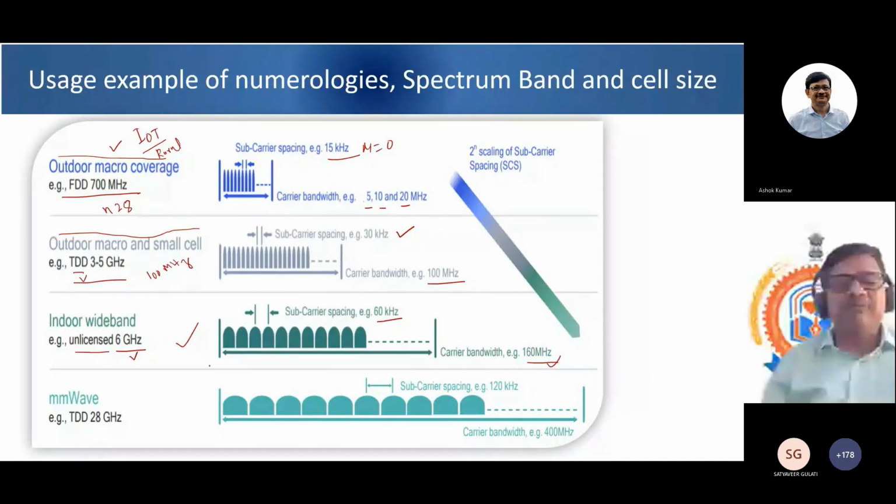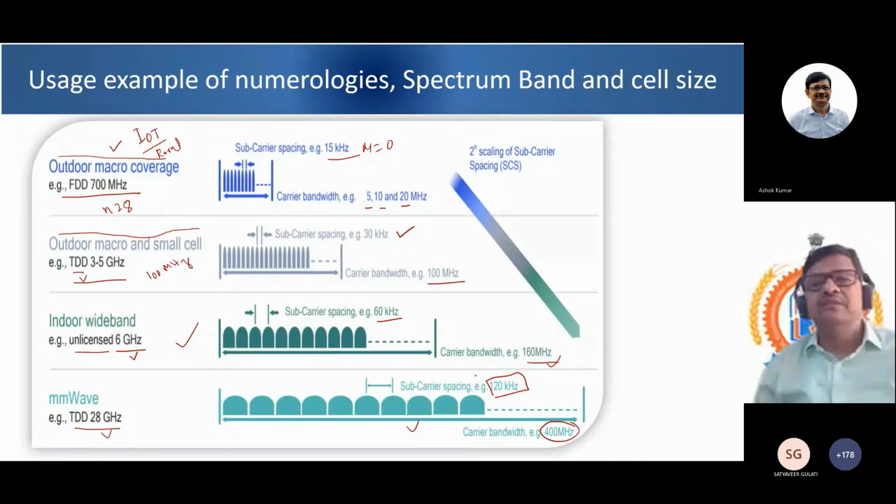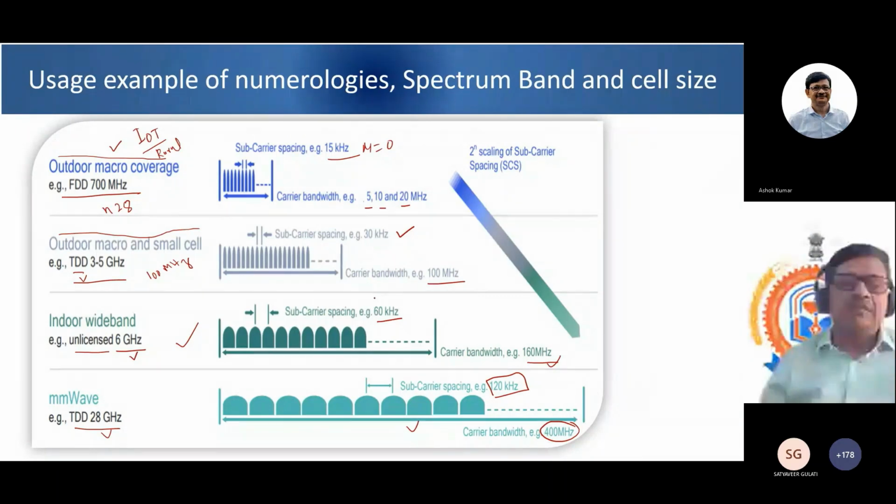And for millimeter wave, they have given the example of 28 gigahertz, which can even be 26. There they are saying to use 120 kilohertz, that is numerology 3, and the complete 400 megahertz of channel bandwidth. So this is how your frequencies and subcarrier spacings or numerologies can be used. This is just an example. This is not the rule, but an example.